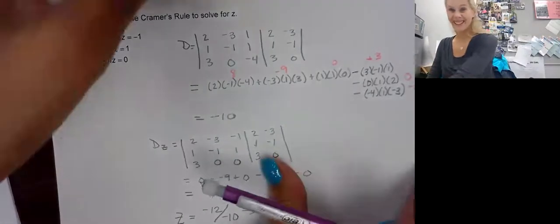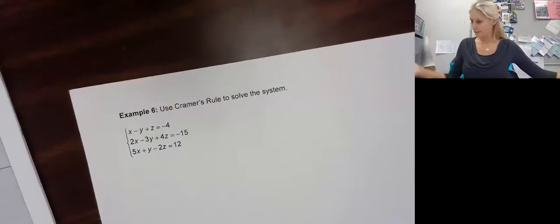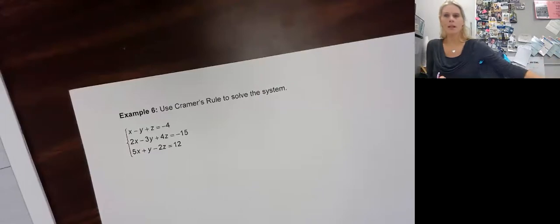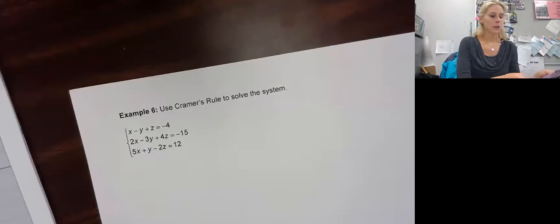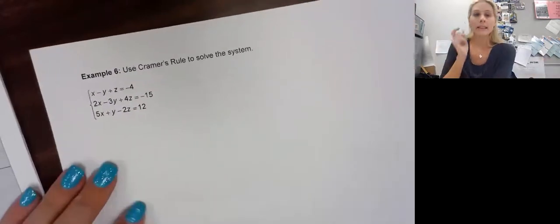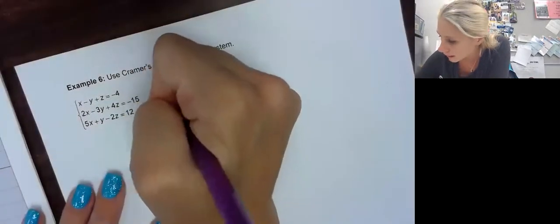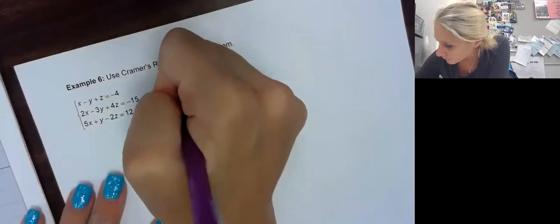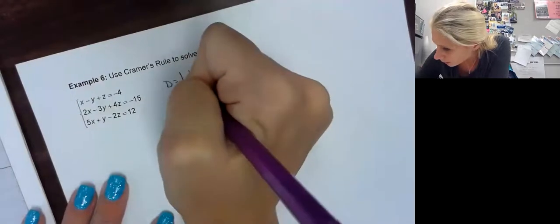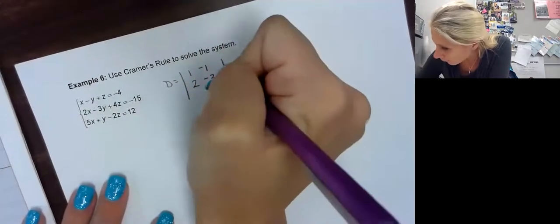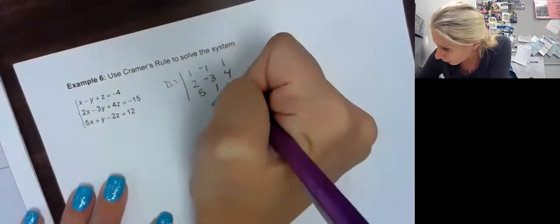All right, I think you got it. Let's see what the next one brings us, because this one hopefully shows us maybe either how long this could get or maybe a no solution, okay? All right, let's find our normal matrix determinant. So I'm going to put D here. I get 1, -1, 1, 2, -3, 4, 5, 1, -2.